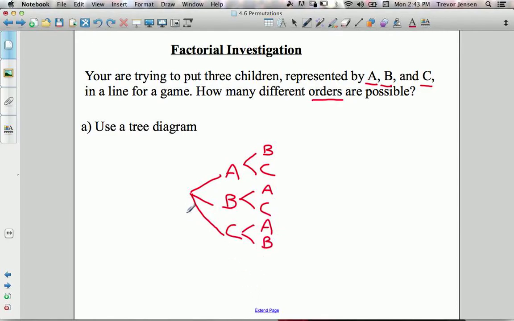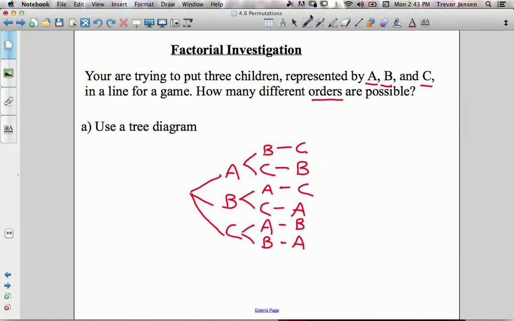Now the last branch of our tree diagram. If I started with A and then went to child B, the last option would be child C. If I started with A and then chose C, my last option would be B. If I went BA, the last one would be C. If I went BC, the last one would be A. If I went CA, I'd have to go B for my third kid. And for CB, I'd have to go A for my third kid.